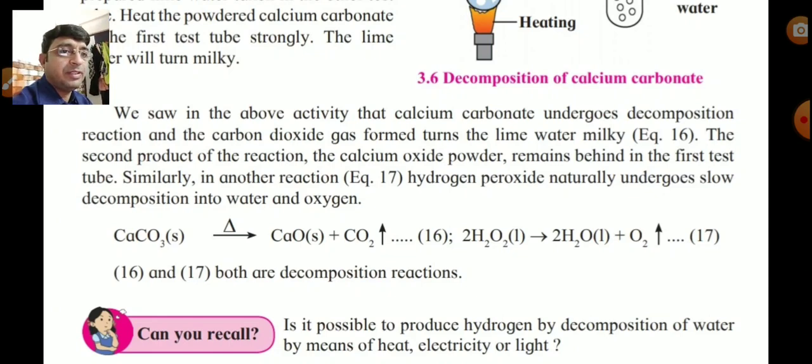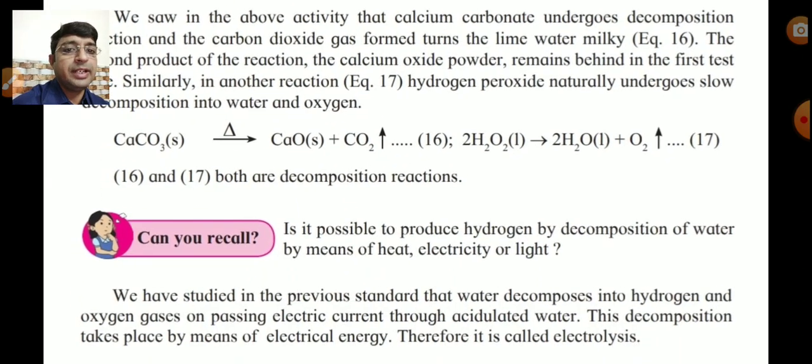One more reaction is given for us, check that. Similarly, in another reaction, number 17 given there, hydrogen peroxide naturally undergoes slow decomposition into water and oxygen. This is a very slow reaction because in nature, in the environment, the temperature is normal, and that's why the decomposition of hydrogen peroxide takes place slowly. So reactions number 16 and 17 are both decomposition reactions.